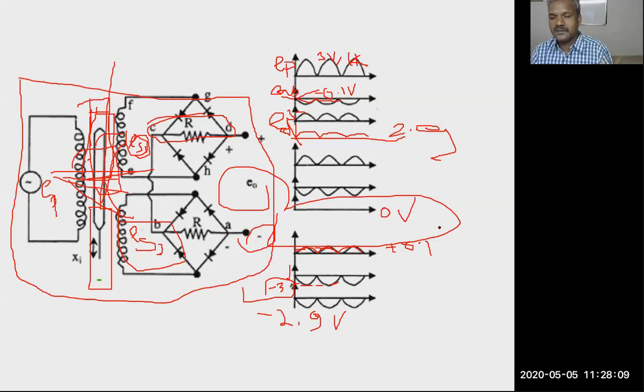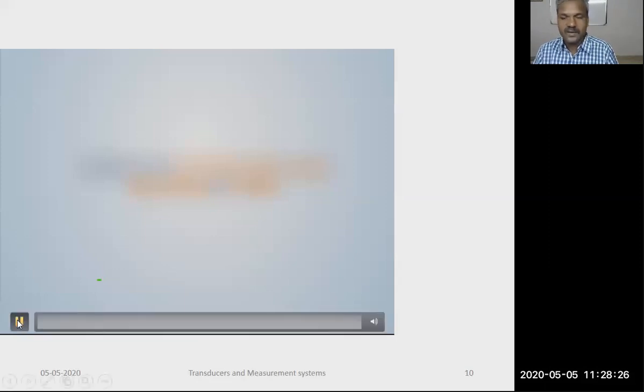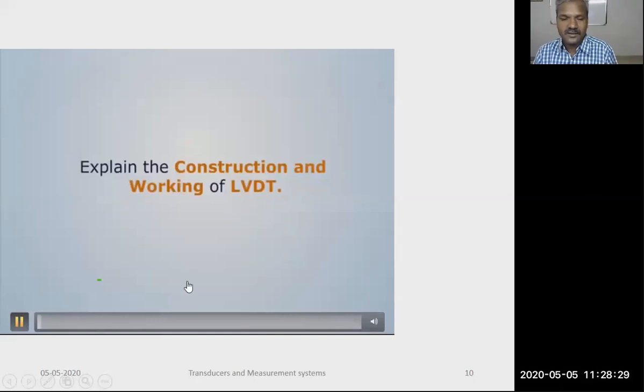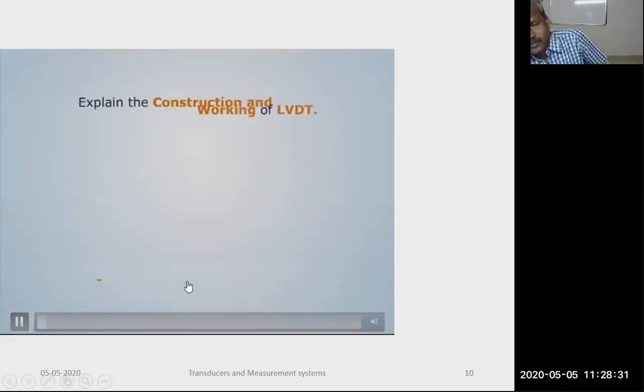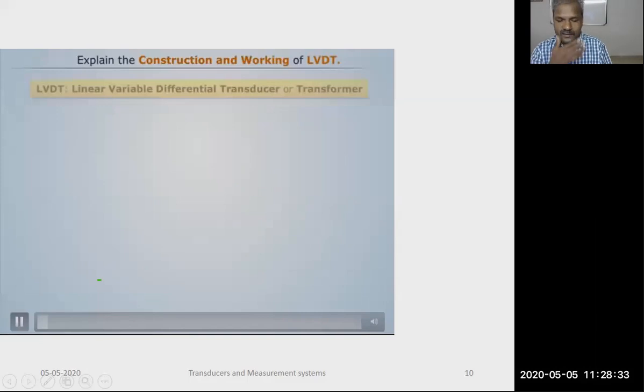We will discuss the signal conditioning circuit along with the equivalent circuit and the modeling of LVDT in the next class. Today, just to see the operation, whatever I explained so far is in a graphical format for easy understanding.